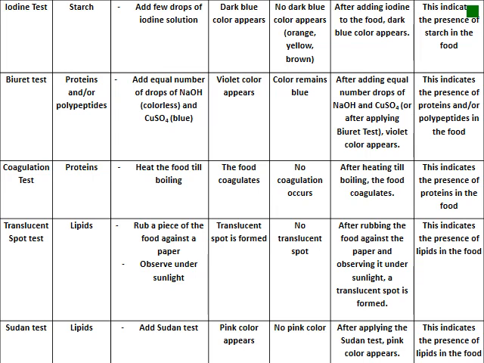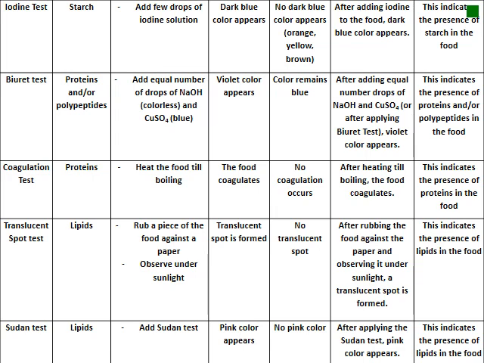Biuret test is done to identify the presence of proteins and or polypeptides. Add equal numbers of drops of NaOH and CuSO4. Violet color appears. If the color remains blue, this is a negative result, while the violet is a positive. After adding equal drops of NaOH and CuSO4, or after applying the Biuret test, a violet color appears. This indicates the presence of proteins and or polypeptides in the food.